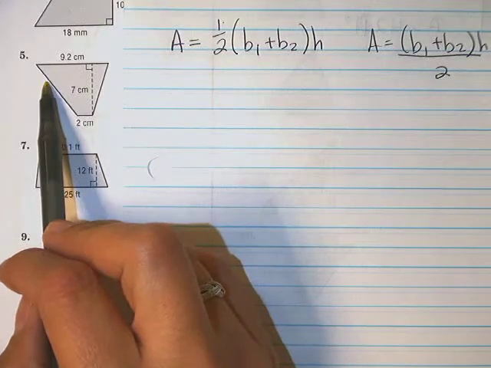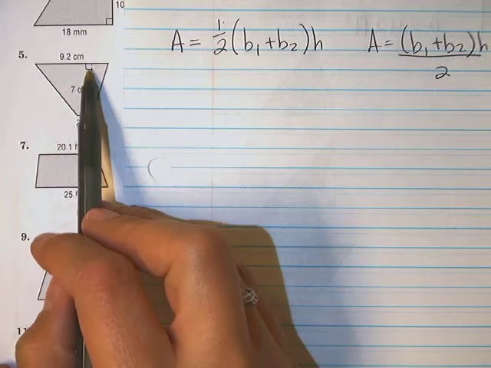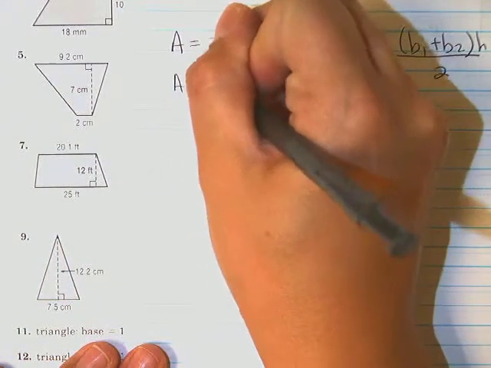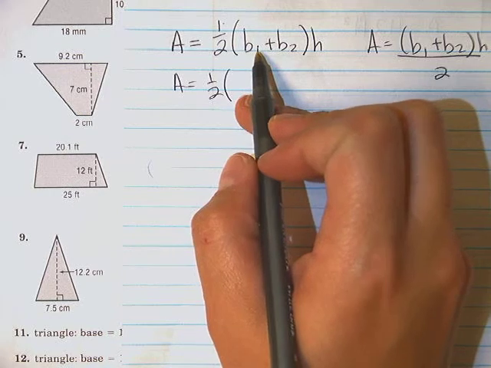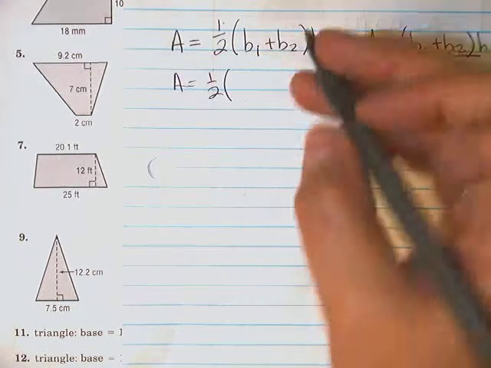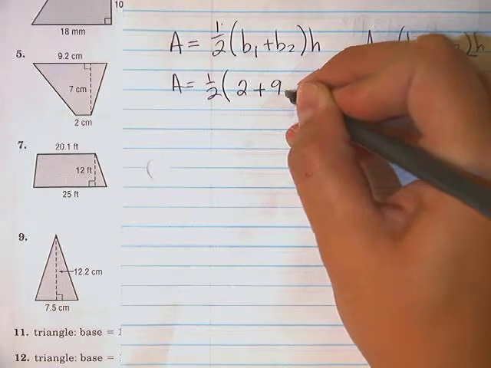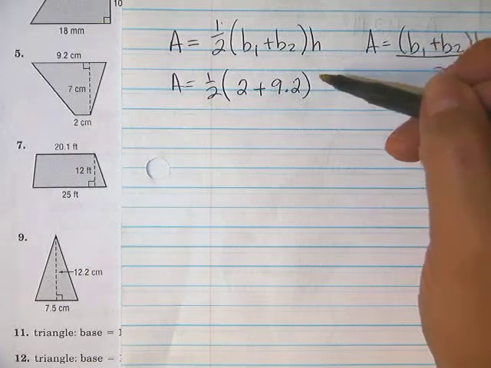Taking a look at our picture, we have 9.2 centimeters, we have 2 centimeters, and then we have this dotted line which is 7. So we need to fill in what we know. Base 1 and base 2, which are those? 2 centimeters. Good, and 9.2. It doesn't matter which one you call base 1 or base 2 because they're going to be added together anyway, so it doesn't really matter.